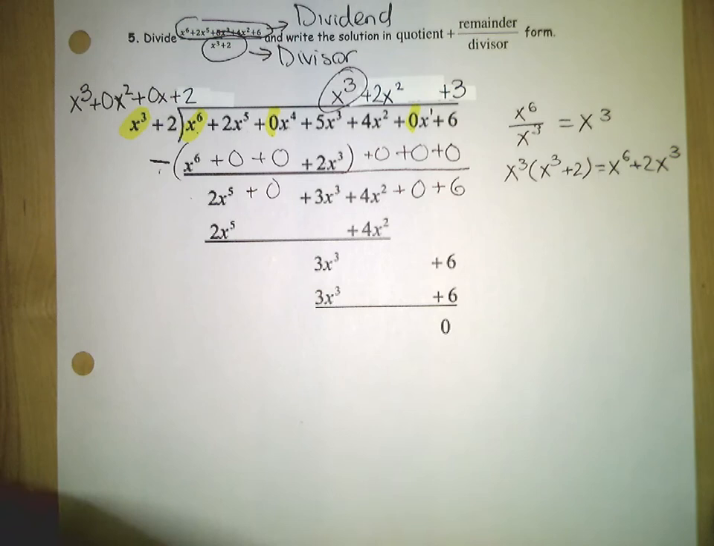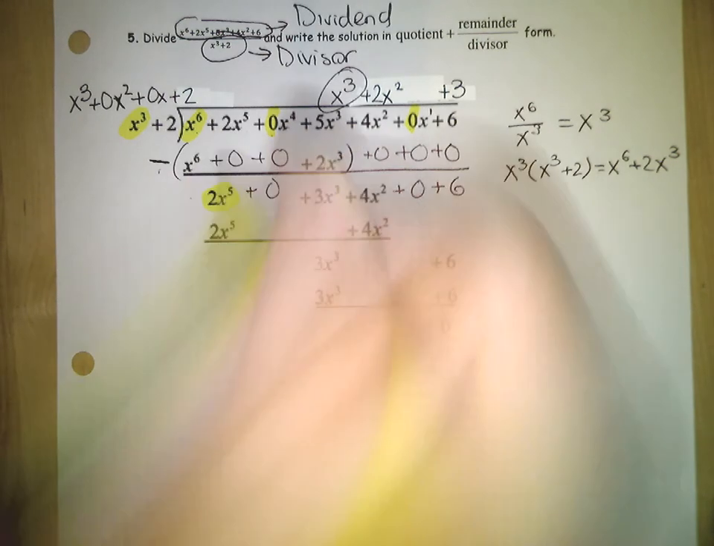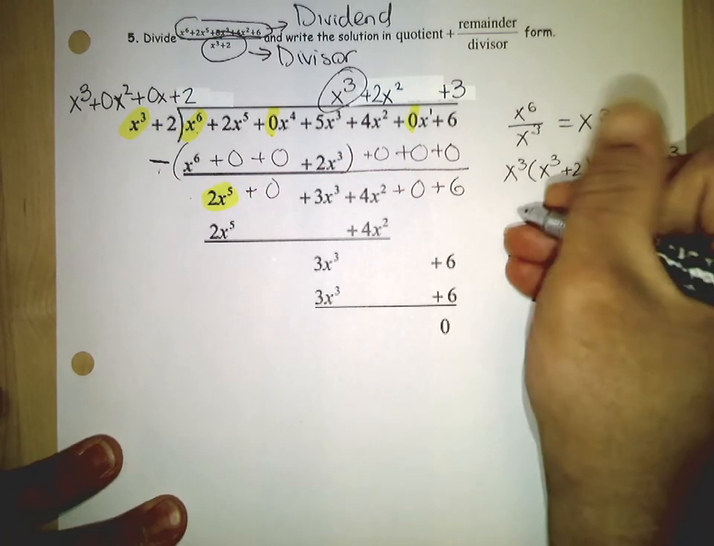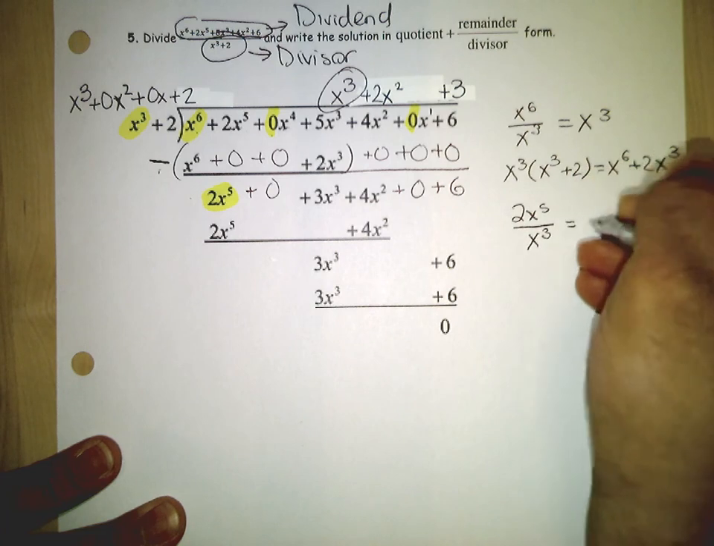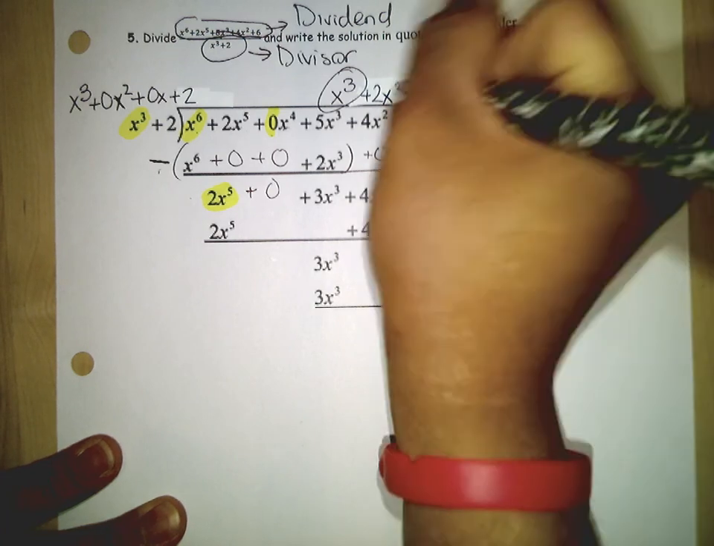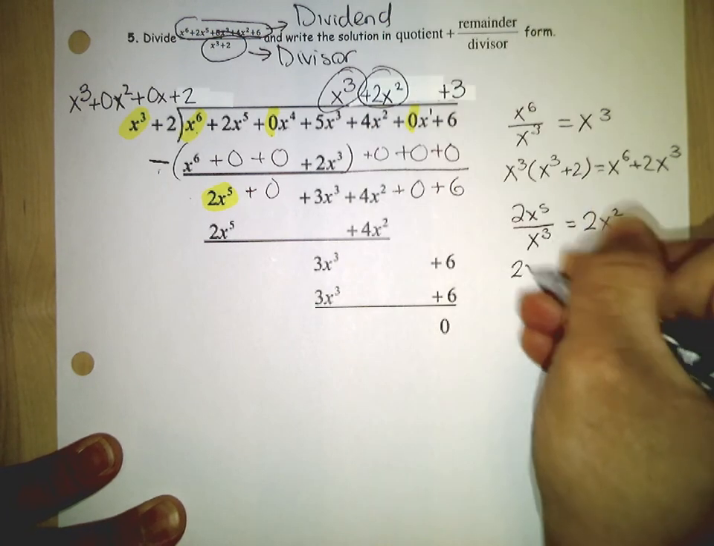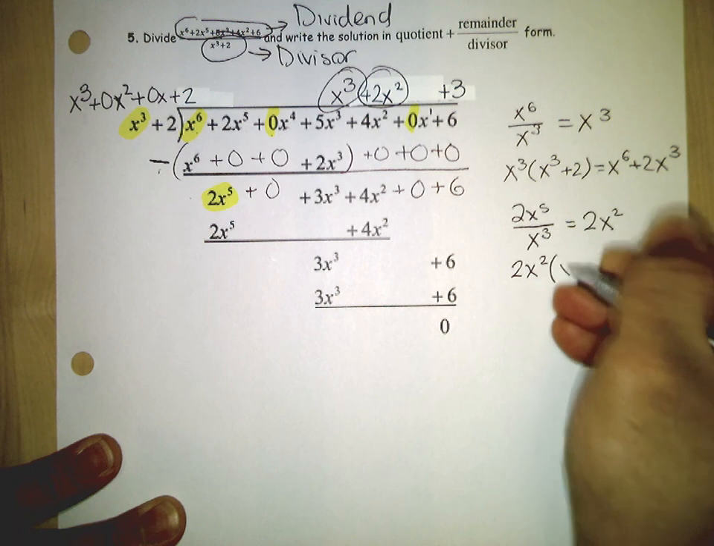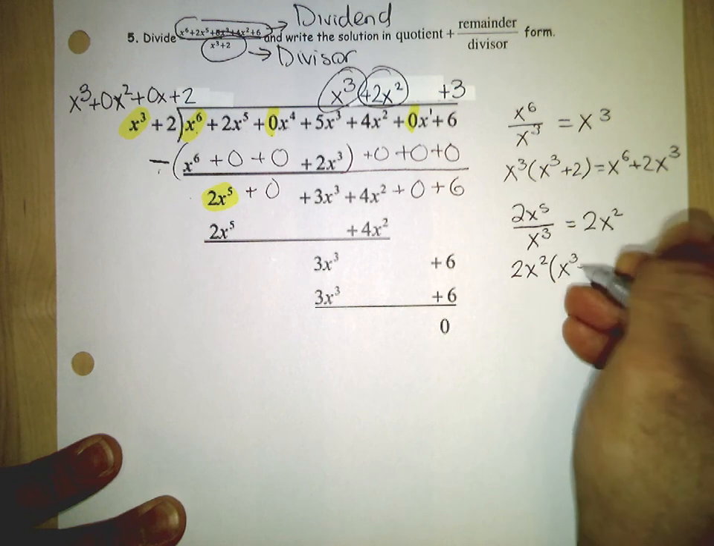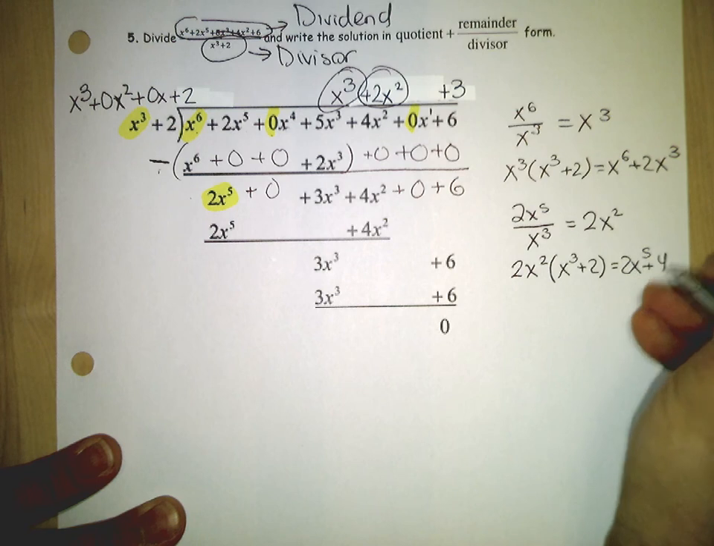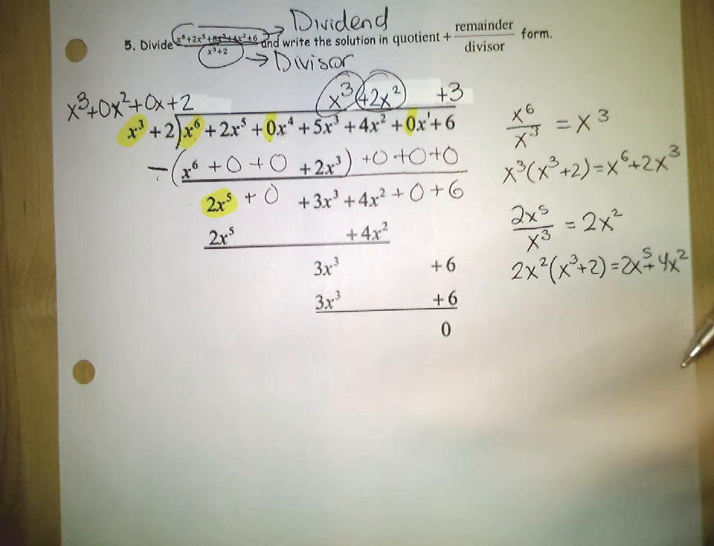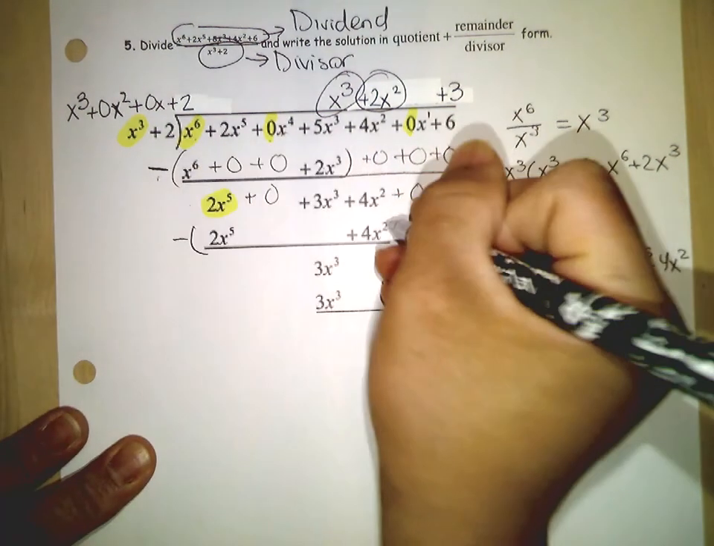Now, let's look at the leading terms again. 2x to the 5th over x to the 3rd. That gives me 2x squared, which is how I get this. Then 2x squared times the divisor of x to the 3rd plus 2 is 2x to the 5th plus 4x squared. So here I can see that here.